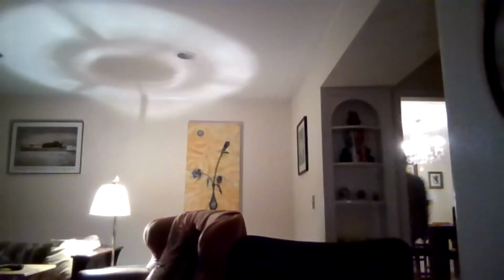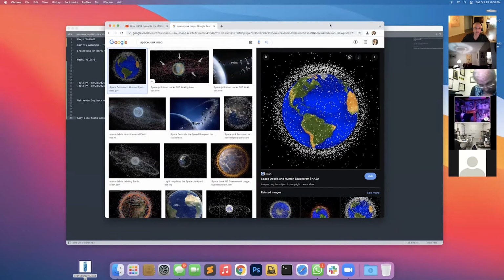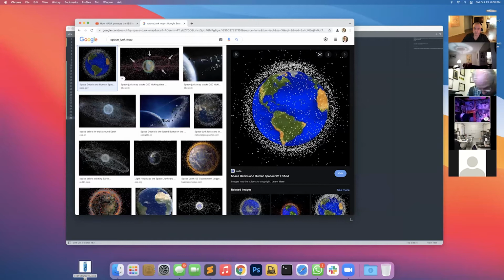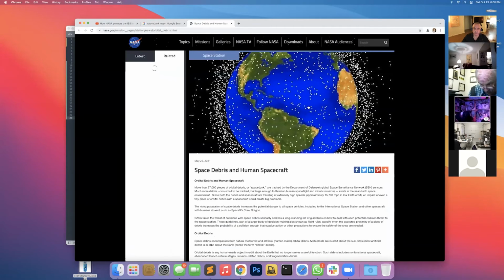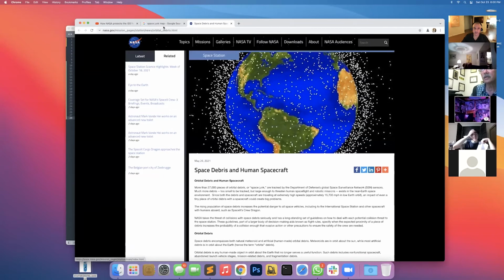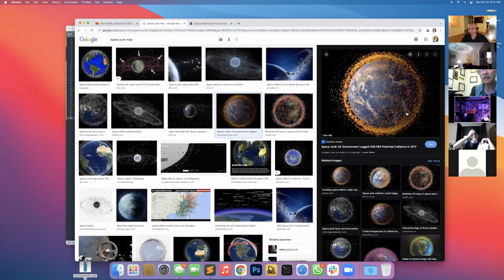Hold on, let me see if I can find a good one. Just one second. Here, yeah, that's what it looks like. This is a space junk map. Holy cow. Yeah, that is insanity. That is absolute insanity. How's that mad look, flying through that? Oh man.